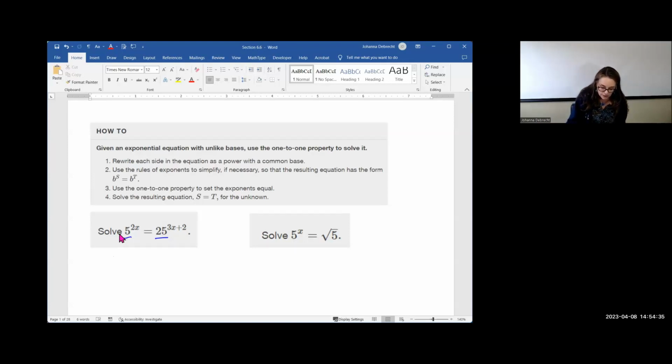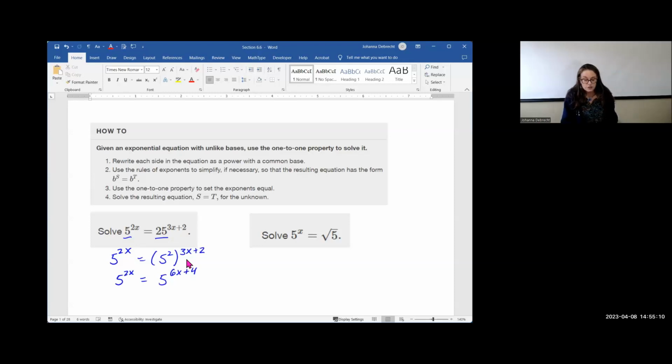So I'm going to leave the one on the left as 5 to the 2x, but I'm going to rewrite my 25 as 5 squared. Now that was being raised to the 3x plus 2 power. So now I essentially have 2 powers on the base 5 on the right. The rule is if you have one base and 2 powers, you multiply the powers. So this is going to give me 5 to the 6x plus 4 equal to 5 to the 2x.